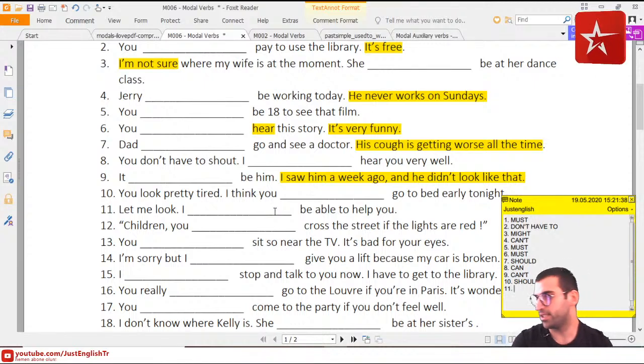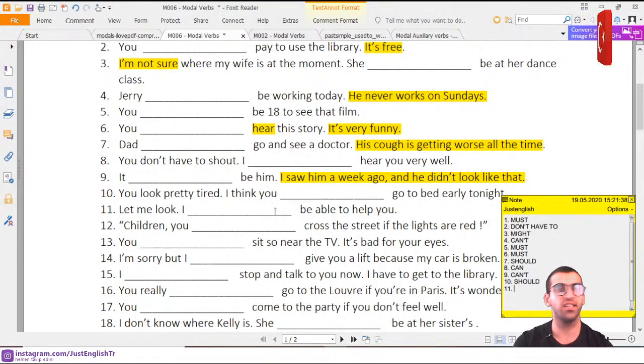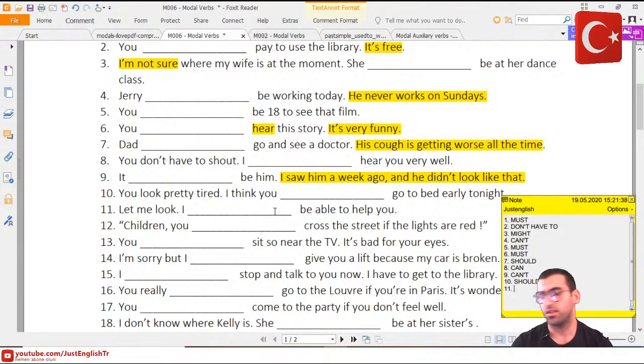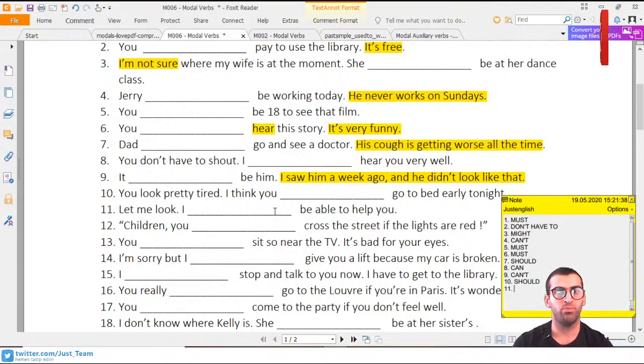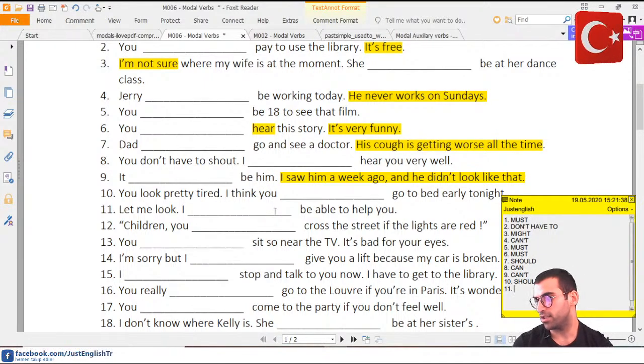Because it is advice. Yes, you look pretty tired. I think you should go to bed early tonight. I advise you to go to bed early tonight. And 11, not might, Mehmet and Dilara. Yeah, it must be should.